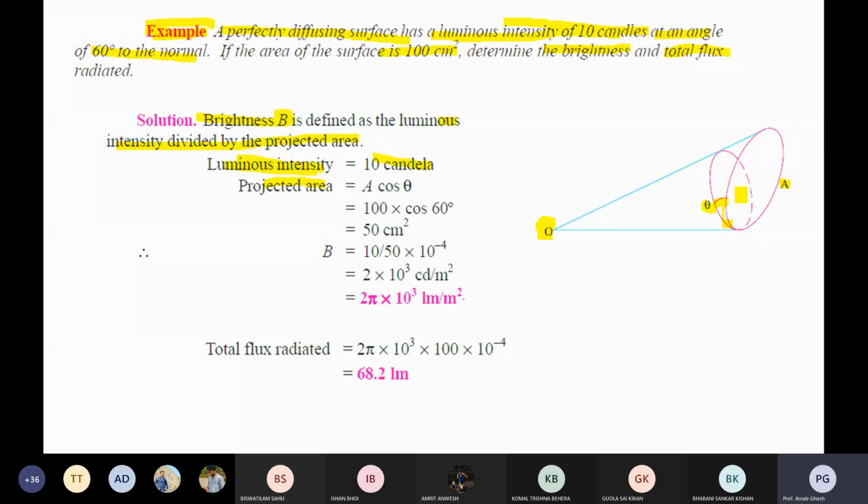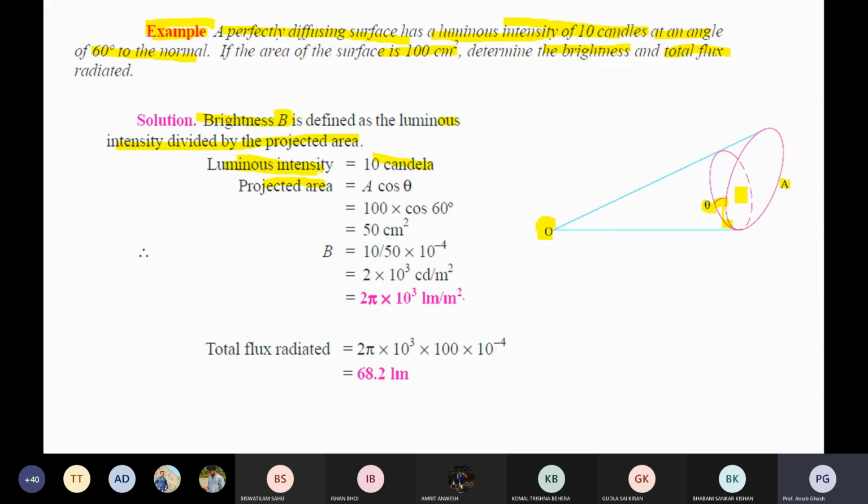The value of A is given, 100 centimeters square. So 100 into cos 60 is 50 centimeters square. It is your projected area. Determine the brightness. Brightness means your luminous density, so you need to find the luminous density. So it is 10, 10 candela already given, and the area you are also getting, that is 50.